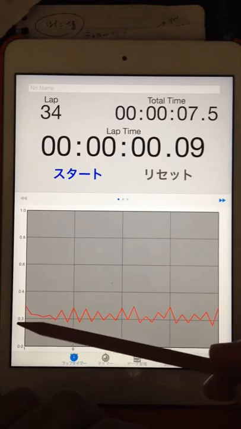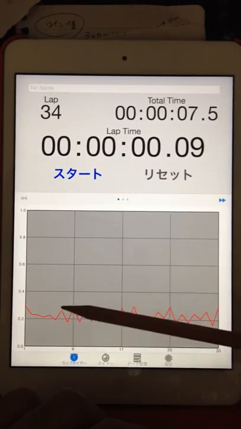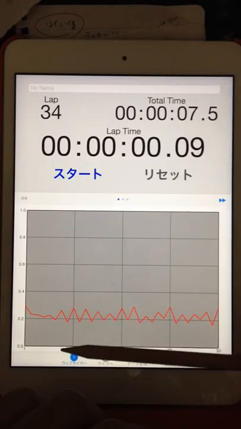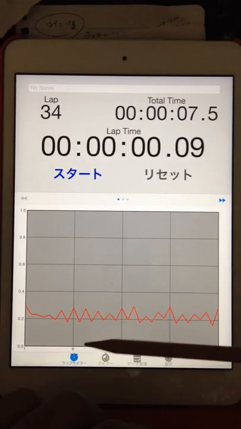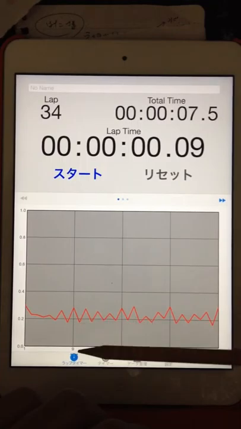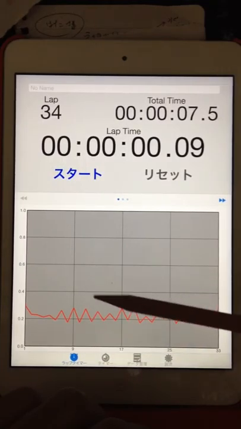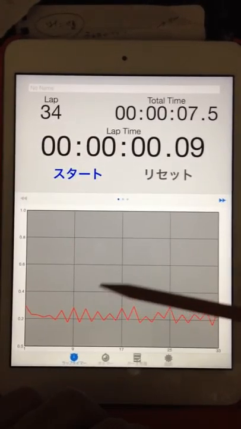So this is 0.2 seconds. So front is not, back is not, front is not, back is not. 1 beat equals front is not plus back is not is today 0.44 seconds.